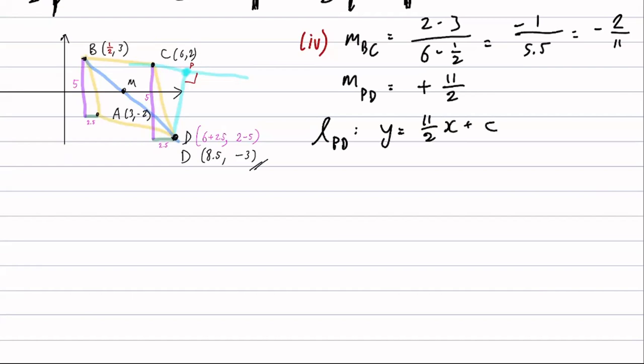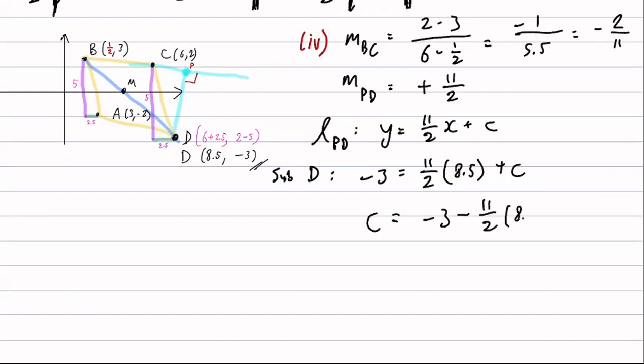I'm not going to use the points method, so I'm just going to use the traditional method. Sub in x and y. So 11 over 2 times 8.5 plus c. Maybe I'll just sub in D. Sub D, okay. Then you can just multiply. Oh, maybe I'll just solve for c first. c equals -3 minus 11 over 2 times 8.5.